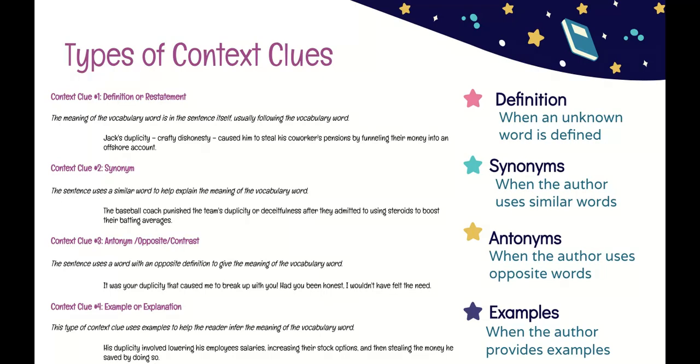So again, there are 4 types of context clues: definition, when an unknown word is defined; synonyms, when the author uses similar words; antonyms, when the author uses opposite words; and examples, when the author provides examples.